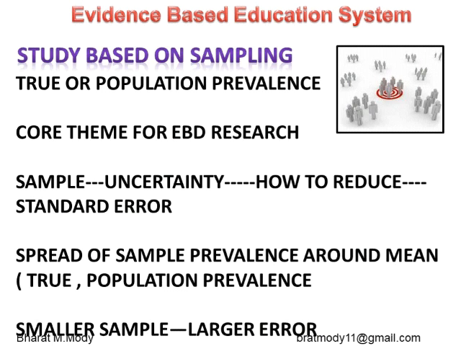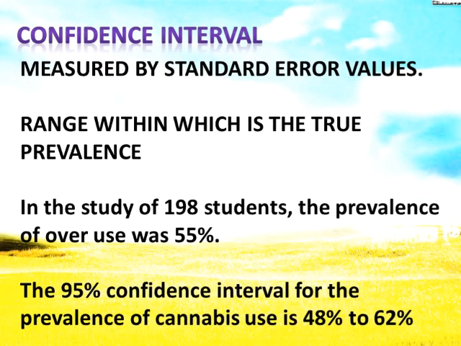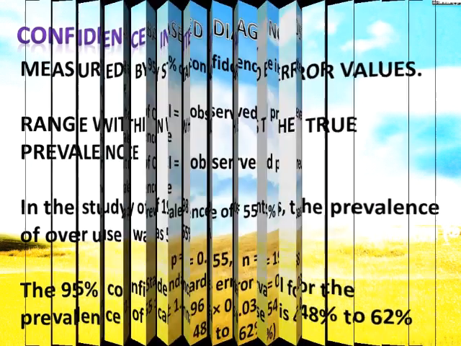So you have to find out how much uncertainty is there, and that is by your p-value and confidence interval. Confidence interval gives you a range within which the true value, the true prevalence, is present. So in this particular case, it was 55%. So the confidence interval was between 48 and 62. So between 48% and 62% is your true prevalence, which was 55. So, it gives you a range.